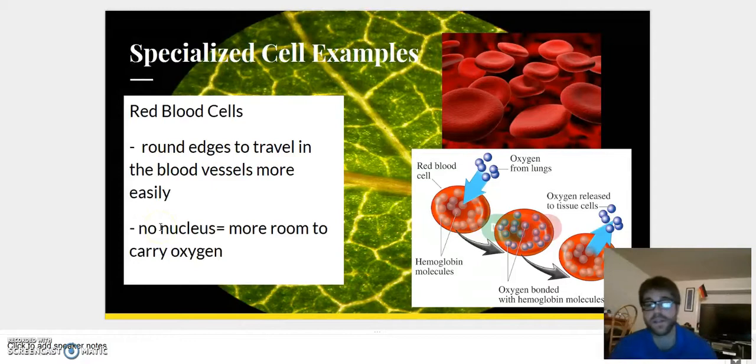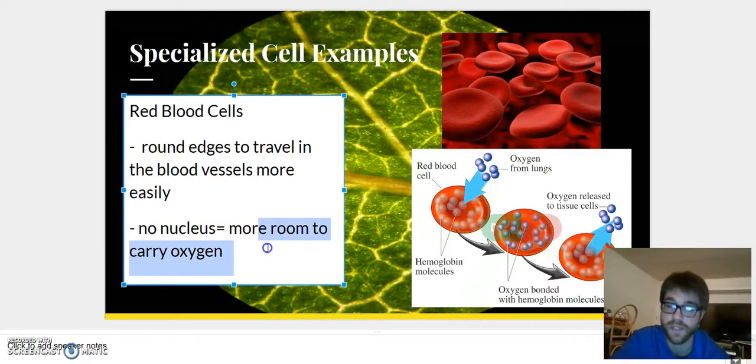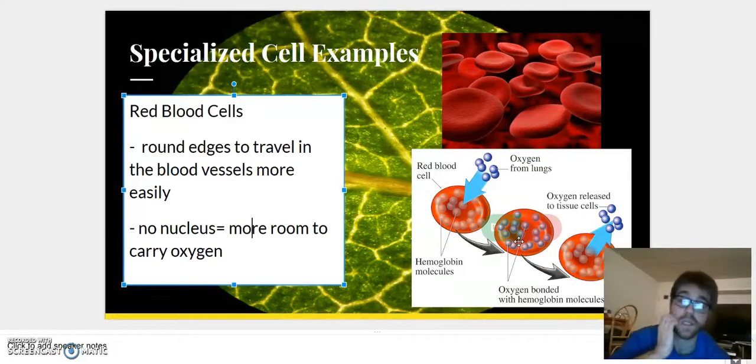Another thing that these red blood cells have is they don't really have a nucleus. That allows them to carry more oxygen around the body. Since they're carrying more oxygen, it's good for the body. And this is another example of structure helping function. The structure is there's no nucleus. The function is carrying oxygen. They relate because without a nucleus there's more room to carry oxygen.